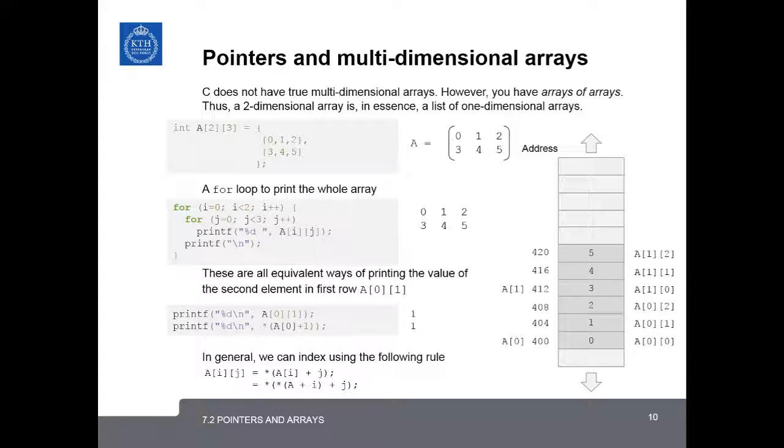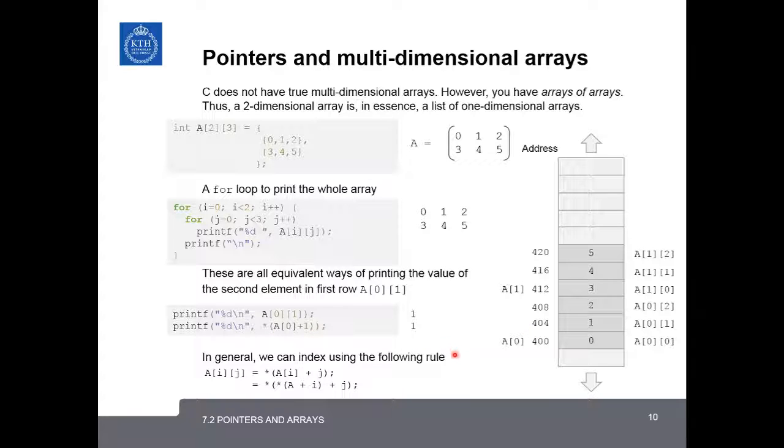If we wanted to print out the value of the second element in the first row, A of 0 of 1, there are several ways we can do it. The standard way would be to just use A[0][1] in the printf statement. Another way would be to use some pointer arithmetic with some dereferencing. So here we can say A of 0, which gives us the base address, and then plus 1 brings us here, and then we can dereference that.